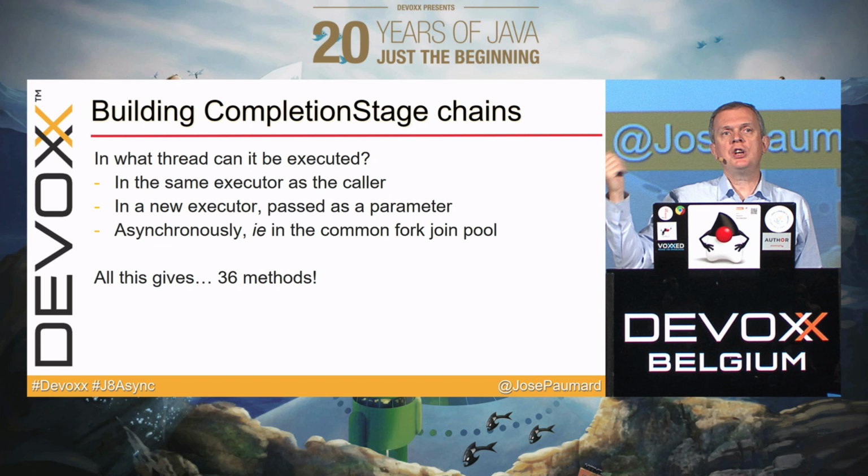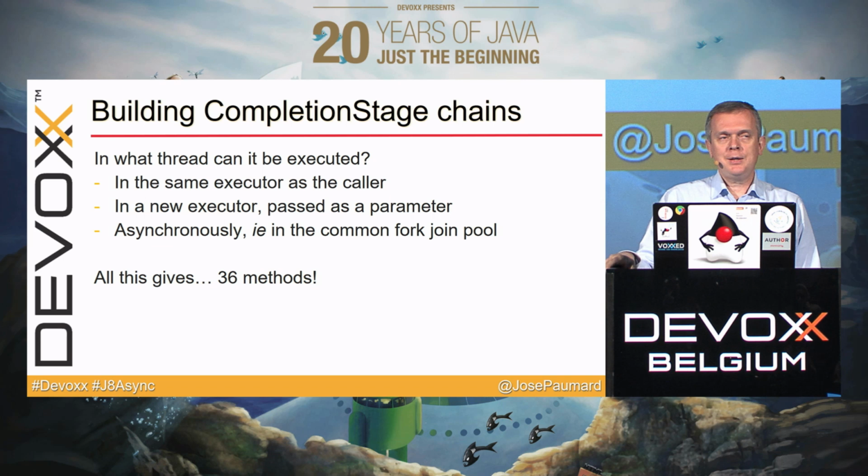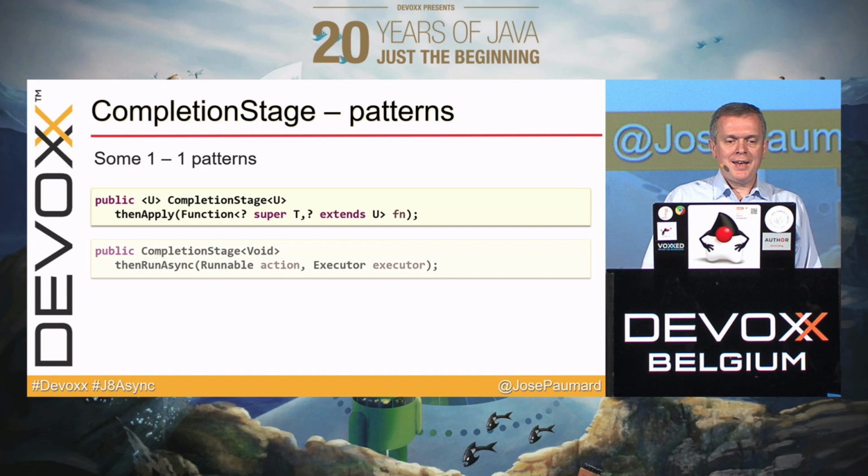So 3 times 4 times 3, that makes 36 methods just to chain completion stages together. We are not going to see them one by one. No problem with that. Let us just see a few patterns to see how the names of those methods have been created. Then apply, called on a completion stage, returns a new completion stage, and will take a function as a parameter that will be able to take the value from the previous completion stage and transform it for the downside completion stage.